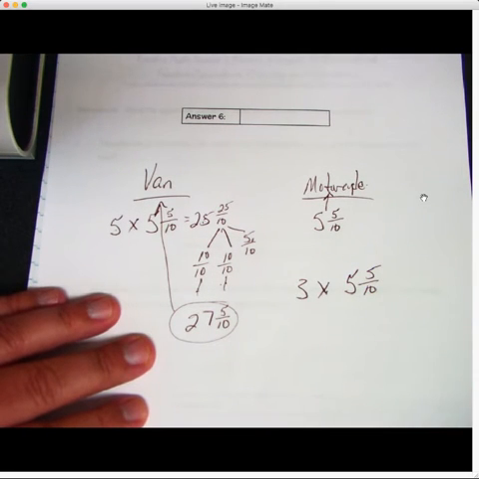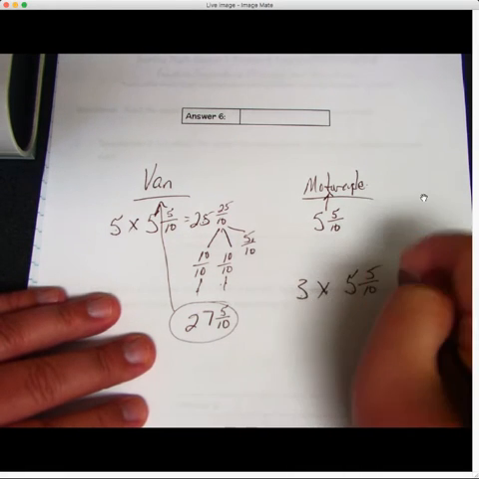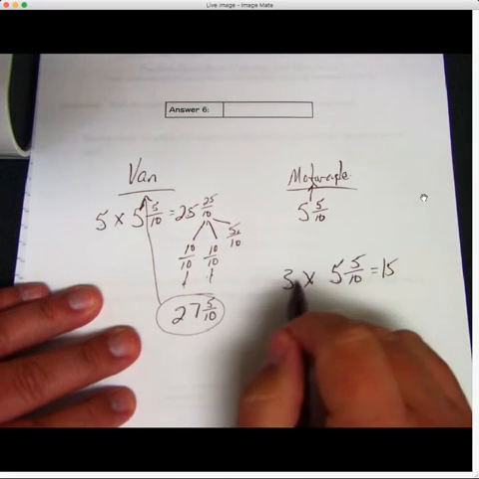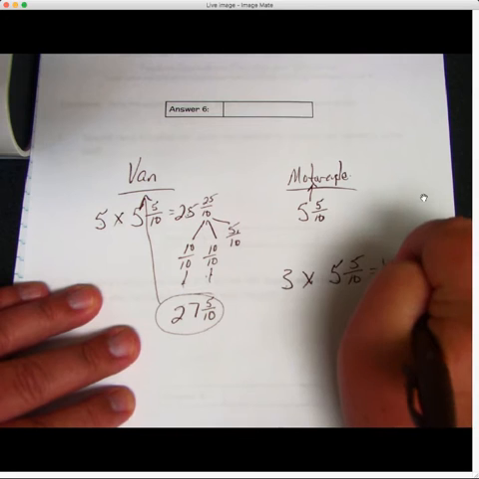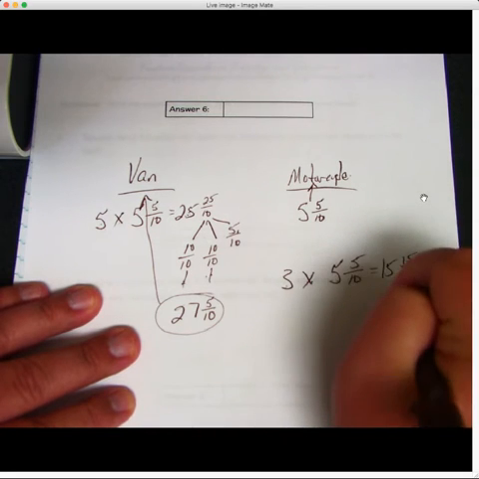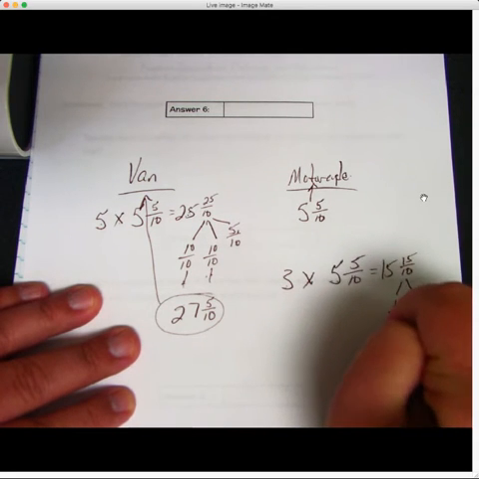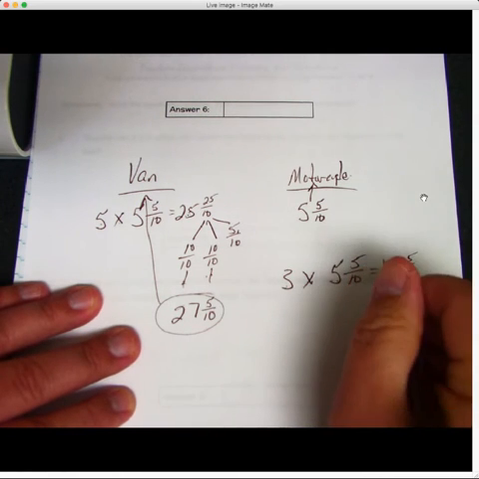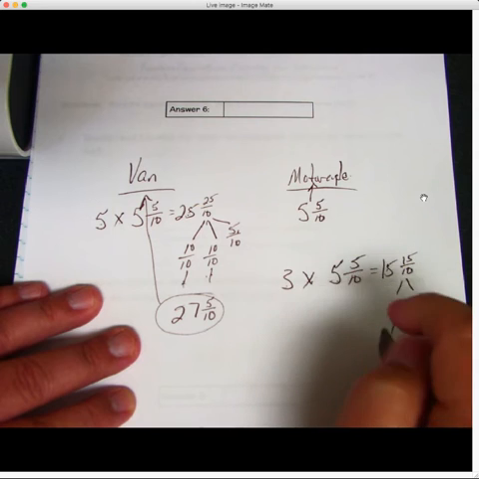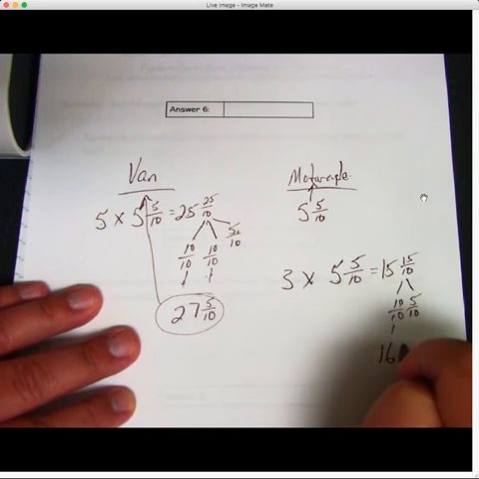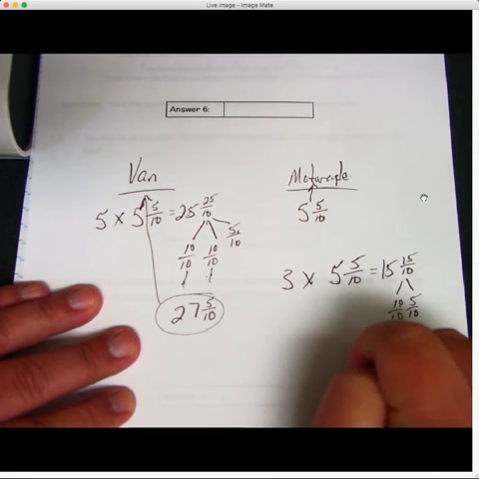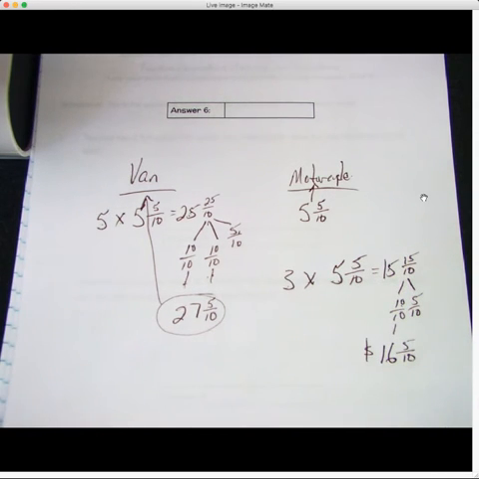So this is how much it's going to cost to fill up the motorcycle. 3 times 5 would be 15. And then multiply times the fraction. 3 times 5/10 is 15/10. Let's break that down into 10/10 and 5/10. 10/10 is 1, so 15 and 1 would be 16 and 5/10, or $16.50 is what it would be.